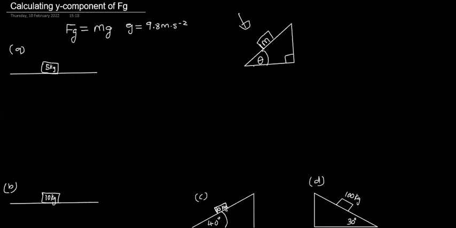Welcome to the tutorial on how to find the y component of the gravitational force, or what we call Fg perpendicular. Alright, so the first thing that we need to know is that Fg equals mg, which means mass times the gravitational acceleration. And we must always know that the gravitational acceleration is always, all the time, 9.8 meters per second squared.